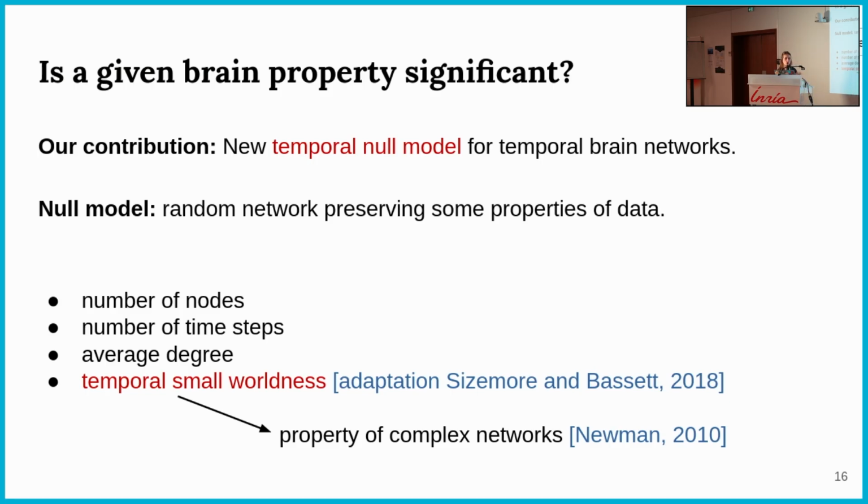Okay, so our contribution is providing a new temporal model, a temporal null model. And a null model is a random object that is used to test hypotheses on, for example, in this case, brain networks. And it's a random object that preserves some properties of the data that we are considering. And in our case, we wanted to match the number of nodes, the number of time steps, the average degree, and the temporal small worldness.